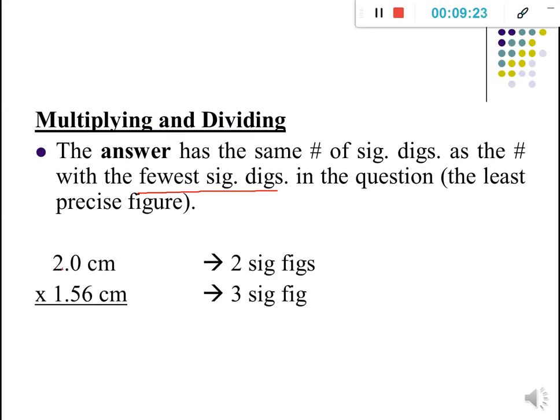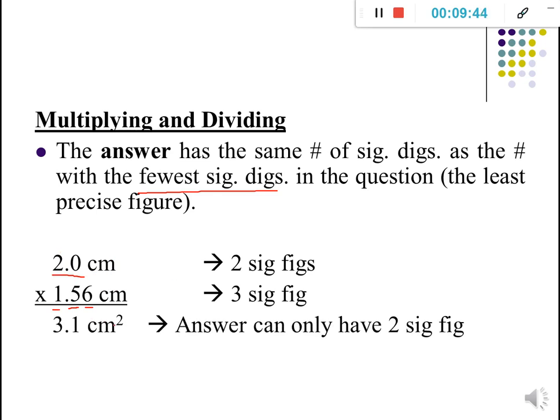So for example, if we were multiplying 2.0 centimeters by 1.56 centimeters, doing an area calculation, we can see the first measurement has 2 significant digits. Remember, trailing zeros count. The next one has 3 significant digits. So our answer, if you do it on your calculator, try it out, you get 3.12, but our answer can only be 3.1 because our least precise measured value only has 2 significant digits. So our answer can only have 2 significant digits. Our answer can't be more precise than any of the measured values gone into calculating.